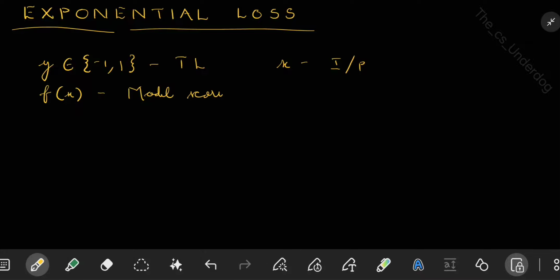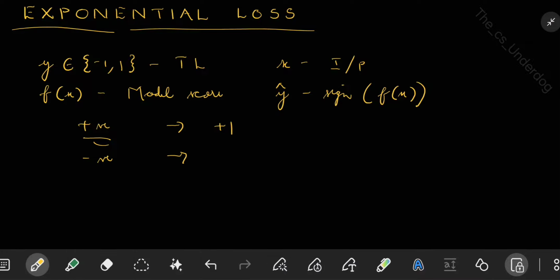Whatever is your final decision, let us call that y cap. So what will be y cap? y cap should be minus 1 or 1, but how is it decided? It is decided according to the sign of f of x. So I'll write it as sign of f of x. What does this mean? If your f of x is positive, you will say this particular example belongs to class plus 1. If it is negative, you will say this example belongs to class minus 1. This is how you determine which class this example belongs to.